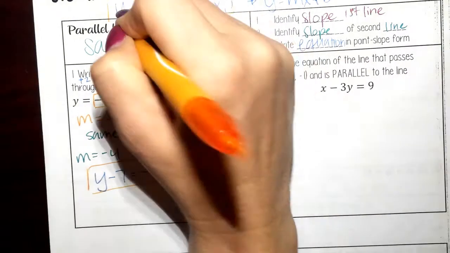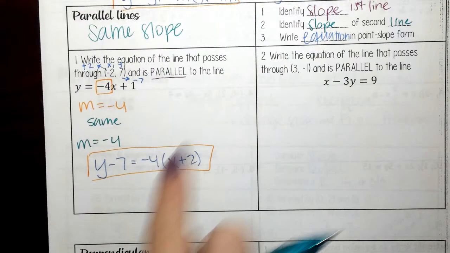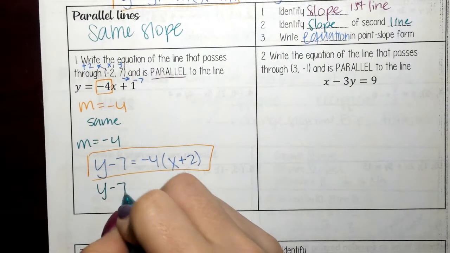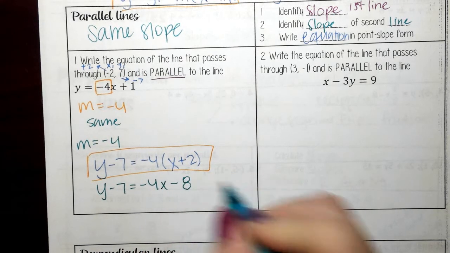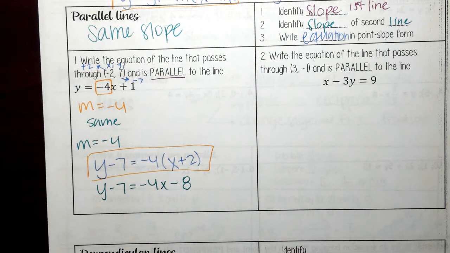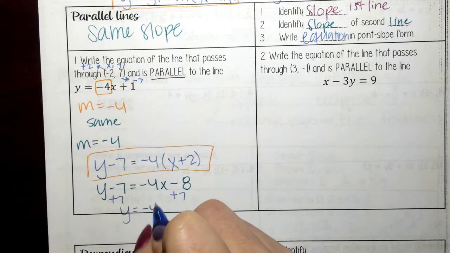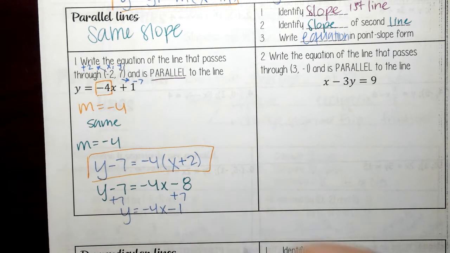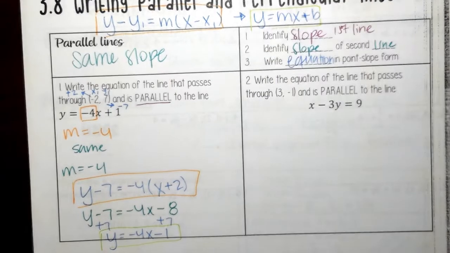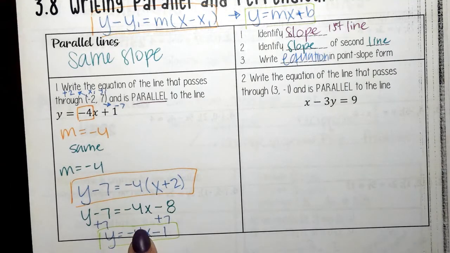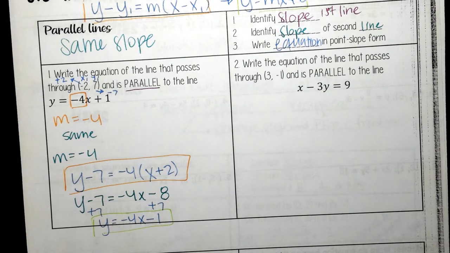If we're asked to write it in slope intercept form, I need to distribute this -4 and then add the 7 to both sides. So y equals -4x minus 1. If we're asked for slope intercept form, we have to remember to handle the parentheses first and then get y by itself. Okay.